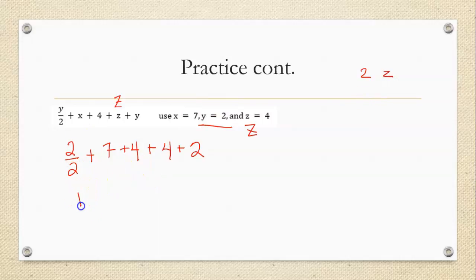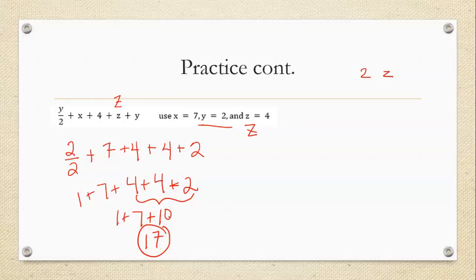All right, 2 over 2 is 1, and then we just have a bunch of addition here. So let's do that. I like to look for 10s. It's kind of a game. Oh, here's one. 4 plus 4 plus 2, that's 10. 8 plus 2 is 10. And then we can add 1 plus 7 and 10 and get 17. Kind of a shortcut there if you can find 10s.